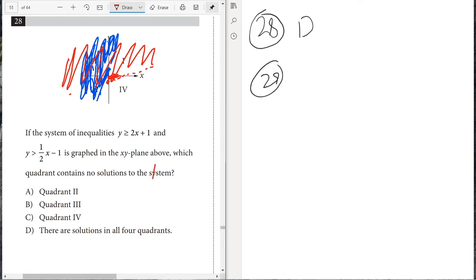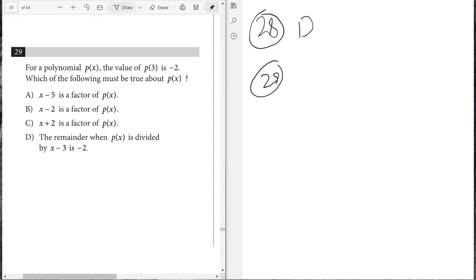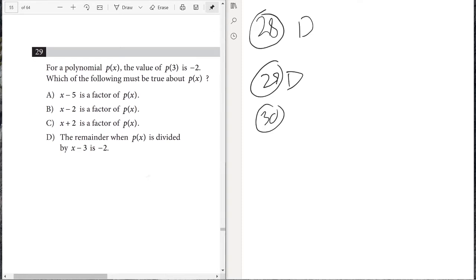29. Come on, there we go. Polynomial, value of P of 3 is negative 2. Okay, must be true about P of X. X minus 5 is a factor, X minus 2 is a factor, X plus 2 is a factor of P of X. Must be true. The remainder, oh, here we go. The remainder when P of X is divided by X minus 3 is negative 2. Yes, that's true. Yeah, you don't know for sure that you have factors if you get a remainder.